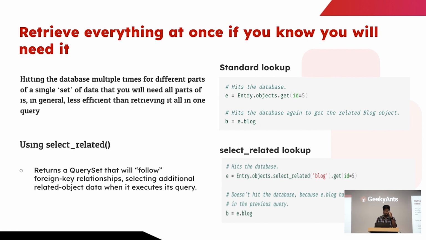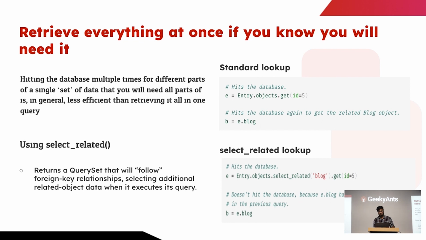So for example, the first example is a pretty standard lookup. You're getting an object by its ID, and then you're using that to retrieve a foreign key's object. Blog is a foreign key to entry. So there will be a second SQL query that is getting fired to get you the entire object of blog. So this is two queries. How can you optimize this to just one? That is where select related really helps you, doing this with just one query.